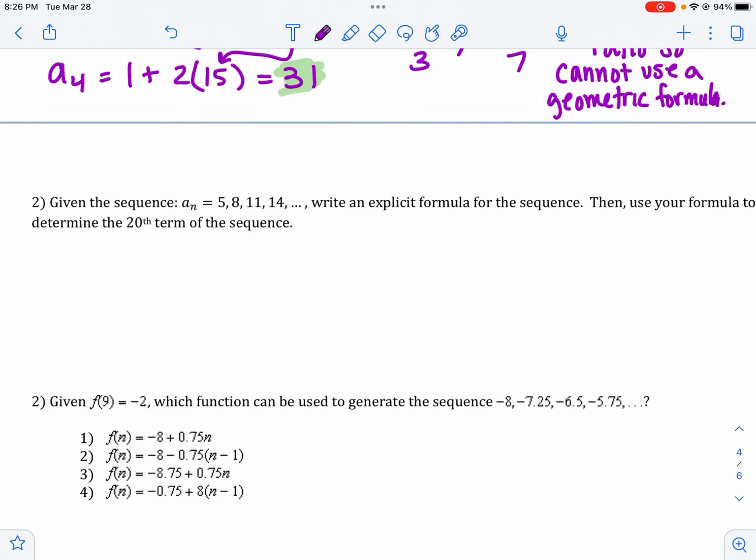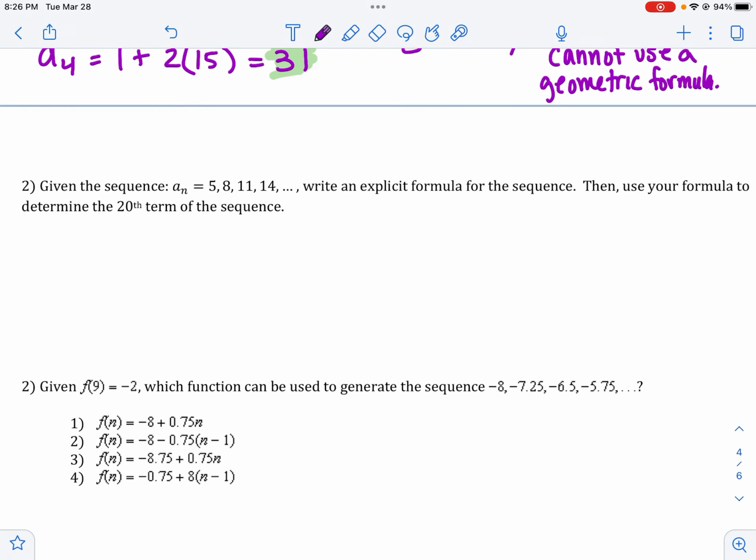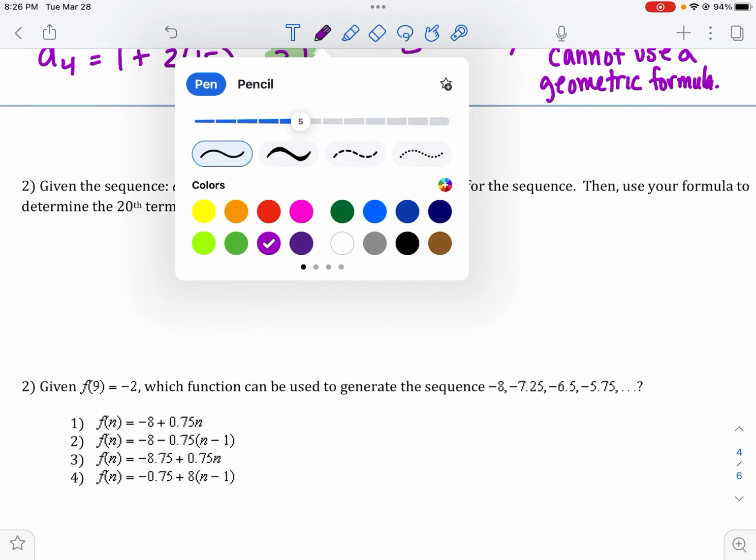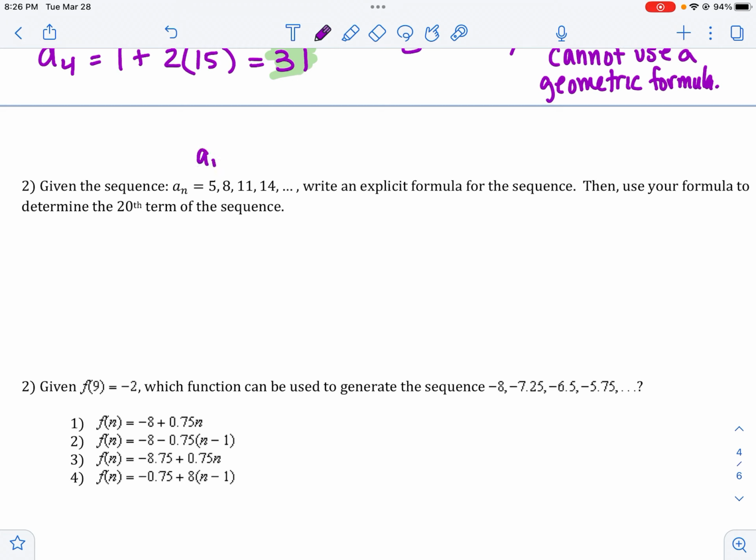Next one. They give us a sequence written out, write an explicit formula, then use your formula to get the 20th term. So here they've given us a sub 1, a sub 2, a sub 3, a sub 4. In order to write the explicit formula, we need the first term, which is 5, and then we need a common, well, it doesn't tell if it's arithmetic or geometric. We have to figure that out. So to get from 5 to 8, what do we have to do? 5 to 8, we're going to add 3.